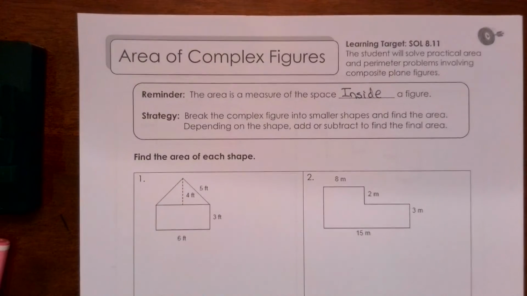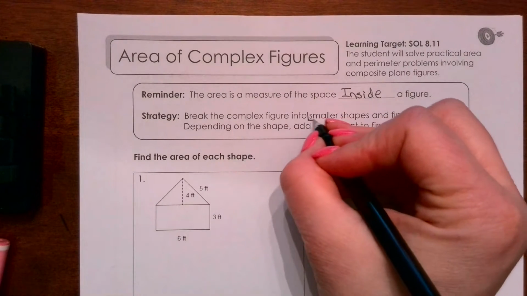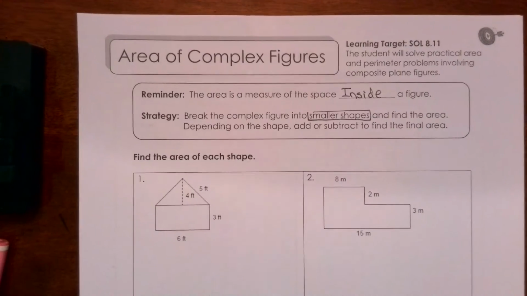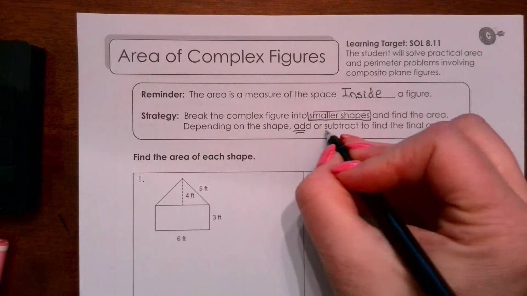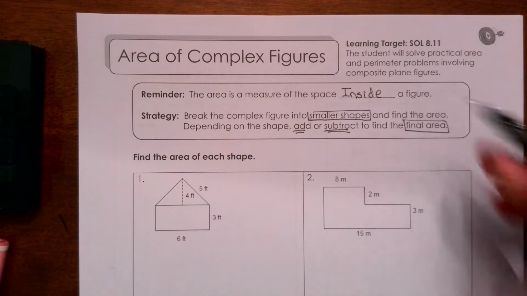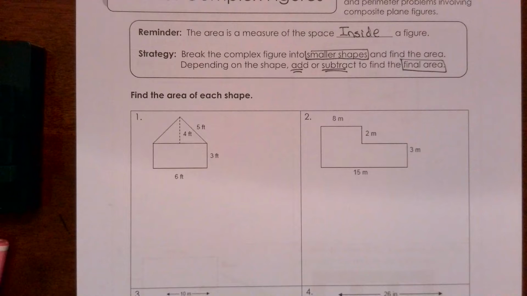When we are working with complex figures, we're working with more than one shape all put together. And you want to break that complex figure into smaller shapes, find the area of those smaller shapes, and you may add or subtract to find the final area. So let's take a look at question number 1.